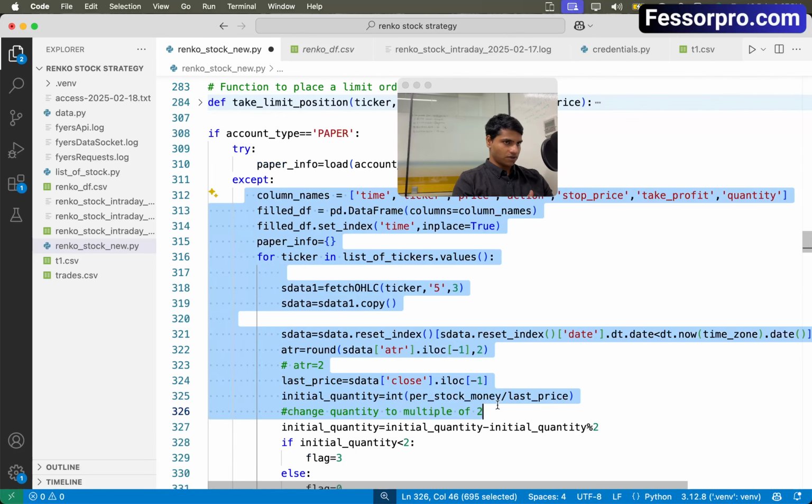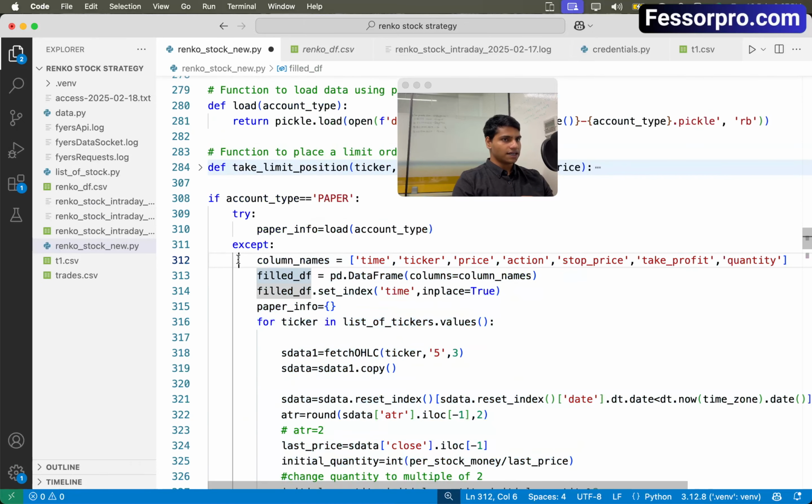This code will be executed. Now, what is this code? First, we are creating the fill data frame column. This is the data frame where we will save all the trade information. I'm creating the paper info empty dictionary, going through the list of all the tickers, and fetching the historical data.